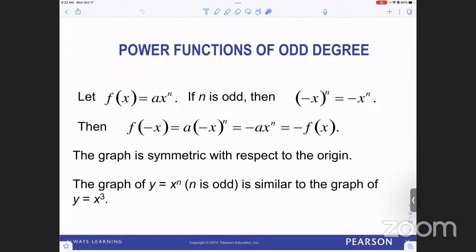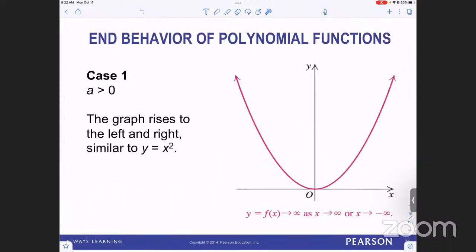So when we have a power function where we're raising it to an odd power, it's going to be similar to x cubed. It's going to be similar to that shape. Okay, let's keep going. We're still just building some background here.